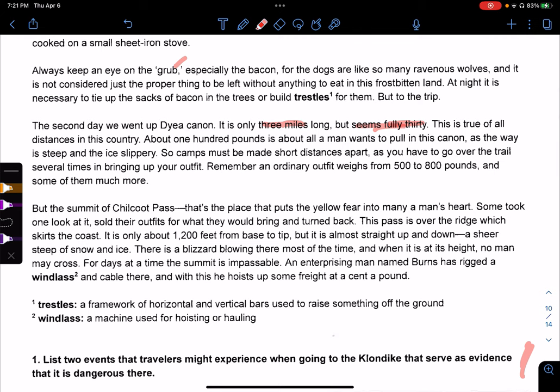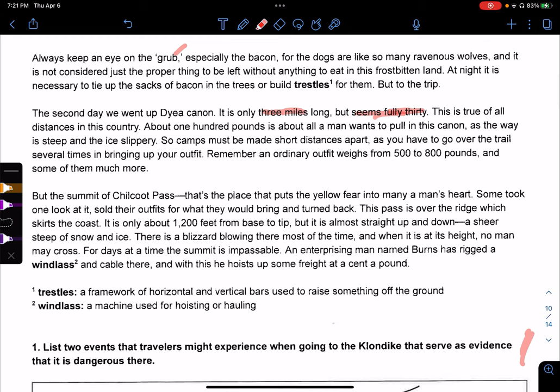As the way is steep and the ice slippery, camp must be made short distances apart. So they have to make camp, but they can't walk a lot because they get tired. As you have to go over the trail several times and bring up your outfits. Remember, an ordinary outfit weighs from 500 to 800 pounds, and some of them much more. So what he's saying is that from one camp to the next, they have to make several trips because you have about 500 to 800 pounds worth. Now, if you were like a big gorilla, you could probably carry all that. Even then, you probably still couldn't carry it.